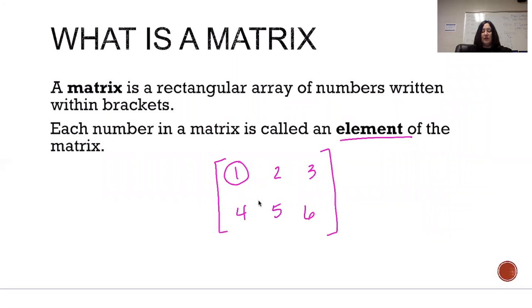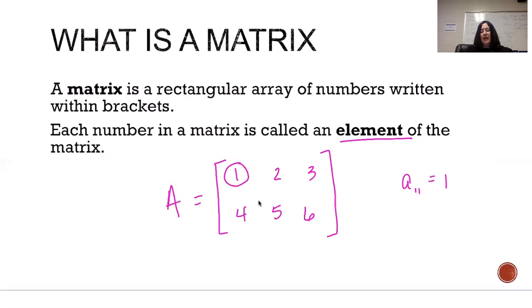Now, sometimes you're also talking about them in terms of their location. So if we called this matrix A, I would say A11 would be the number 1. So that means row 1, column 1. If I said A21, that would be row 2, column 1, which would be the number 4. So if they talk about the location of an element in matrix A, they'll use a lowercase a. The first number represents the row and the second number represents the column.